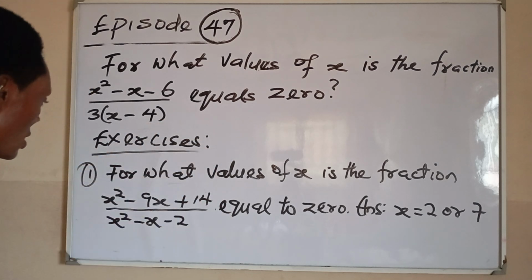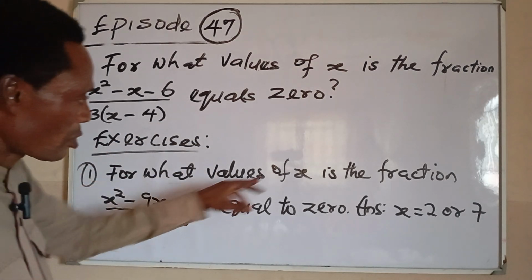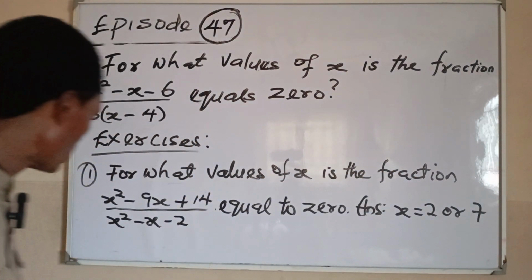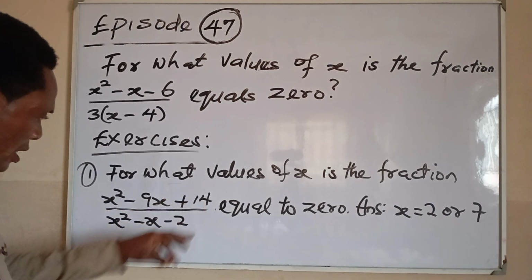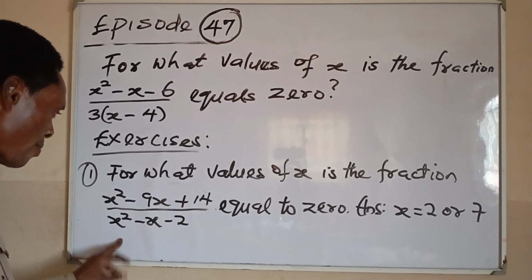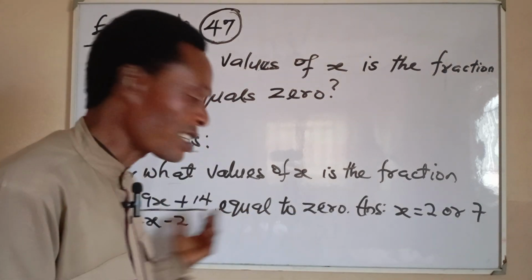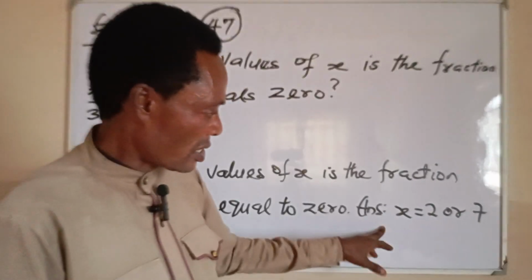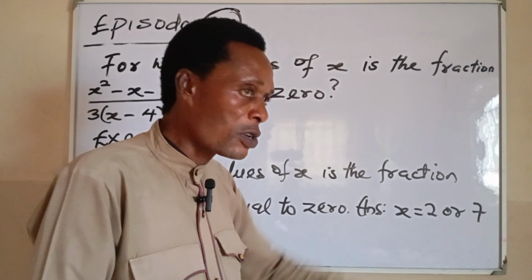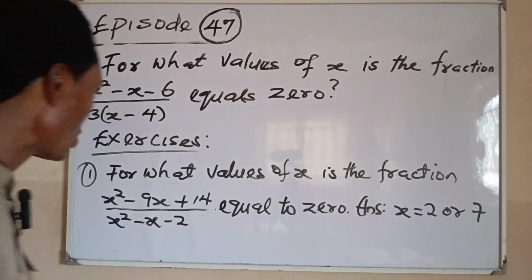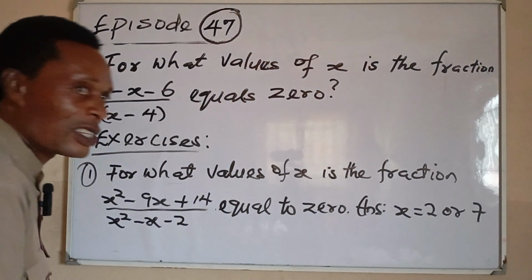So exercise 1. For what values of s is the fraction (s squared minus 9s plus 14) all over (s squared minus s minus 3) equal to 0? The answer to this very question is s is either 2 or 7. That is the answer to this very question. So let's go back to analysis and the solution.